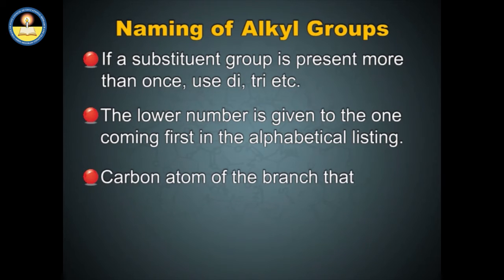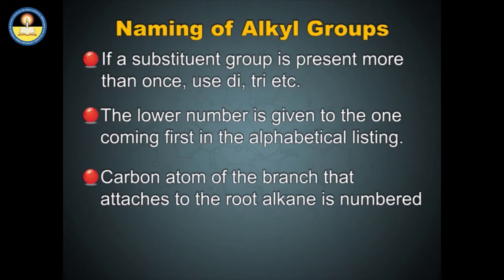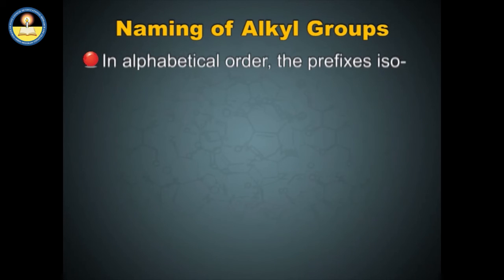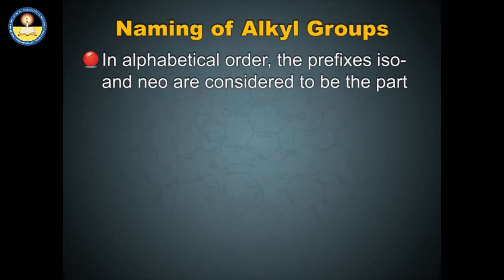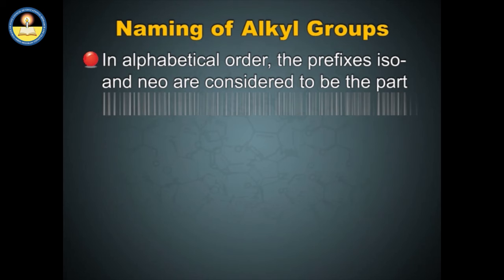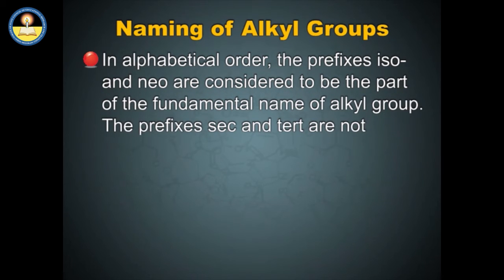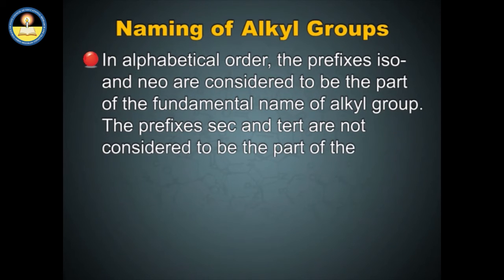The carbon atom of the branch that attaches to the root alkane is numbered as 1, 2, 3 and 4. In alphabetical order, the prefixes iso and neo are considered to be part of the fundamental name of the alkyl group. The prefixes sec and tert are not considered to be part of the fundamental name.